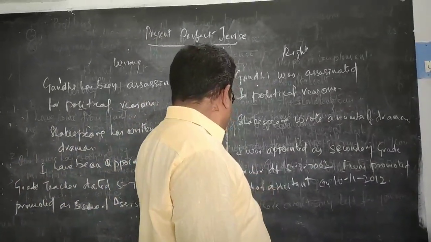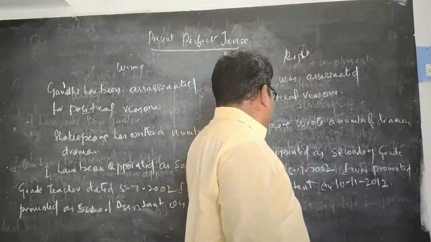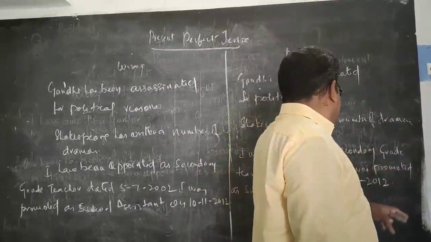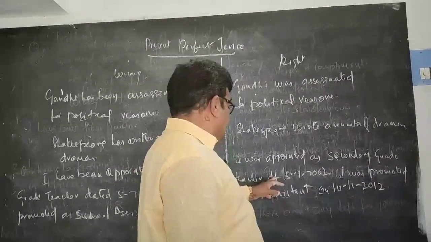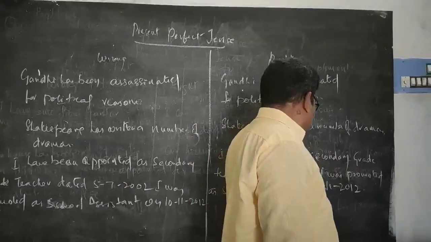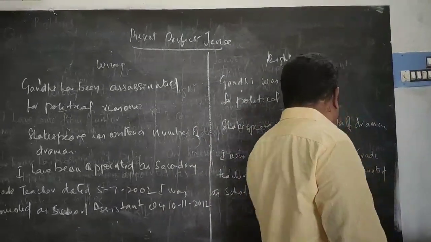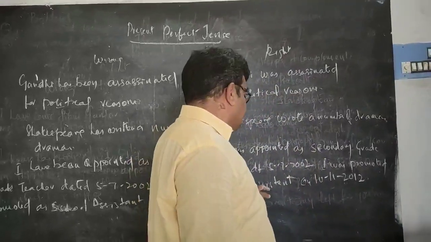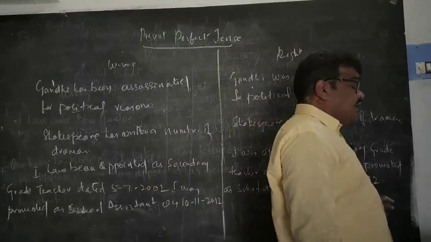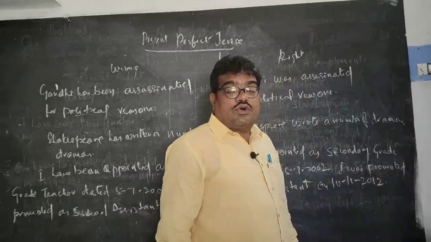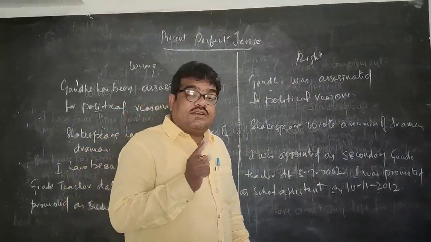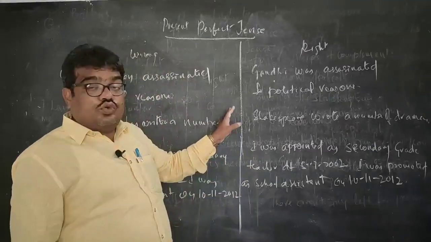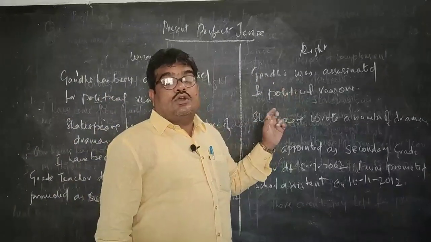Here, I was appointed as a secondary grade teacher dated 5/7/2002. I was promoted as a school assistant on 10/11/2012. So, if we don't have the present relevance, we have to use simple past tense. Note down please.